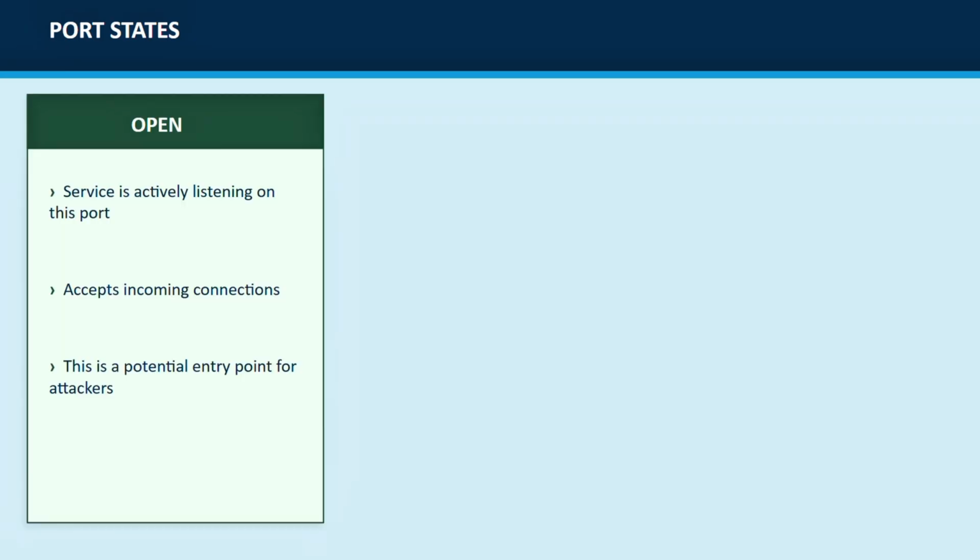Now let's consider port states. Ports have 3 possible states. The first one is the open state. Open means a service is actively listening, it accepts connections, and it is a potential entry point. This is what we are looking for as attackers.